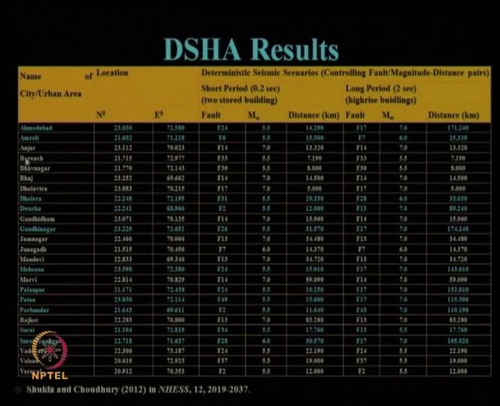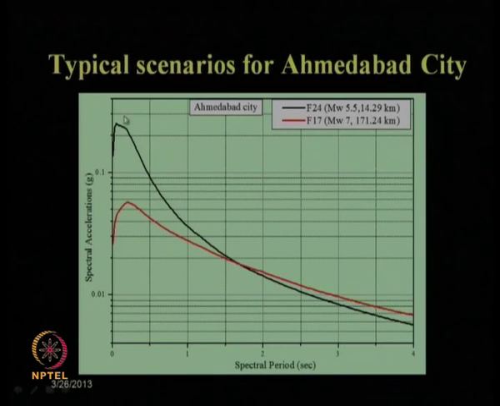Whereas, for some cities like Bharuch, we have seen that the fault responsible for short period and long period is the same. So, this determines what type of buildings are getting damaged, which fault is responsible, and what magnitude and what distance it is from the site, all of which can be obtained from this deterministic seismic hazard analysis. The typical scenario for Ahmedabad city has been elaborated here through this spectral acceleration versus spectral period plot. As already mentioned, the red line shows the effect on the long period, whereas the black line shows the effect on the short period.